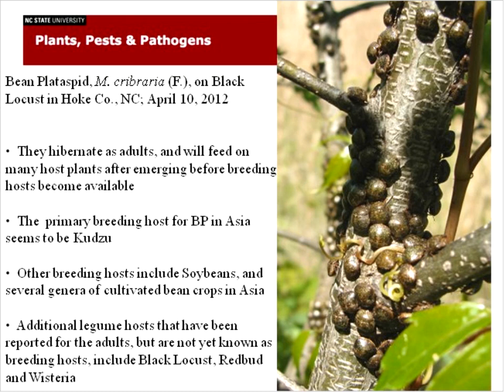Additional legume hosts that have not previously been reported for the adults that we've gotten so far this spring here in North Carolina include black locust, redbud, and wisteria. Whether it can breed on woody plants like this that are legumes, we don't yet know.